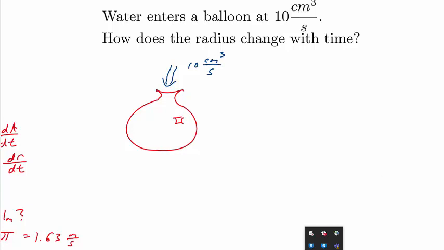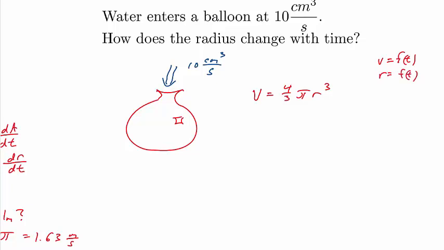And so we want to know, how is the radius changing with time? So once again, we've got to relate two different quantities with an equation that we already know, and we want to relate volume with radius. And so the volume of a sphere simply is 4/3 pi r cubed. And now we're going to take the derivative of both sides, keeping in mind that the volume is a function of time and that the radius is also a function of time. And we will be taking the derivative with respect to time, not with respect to the radius.